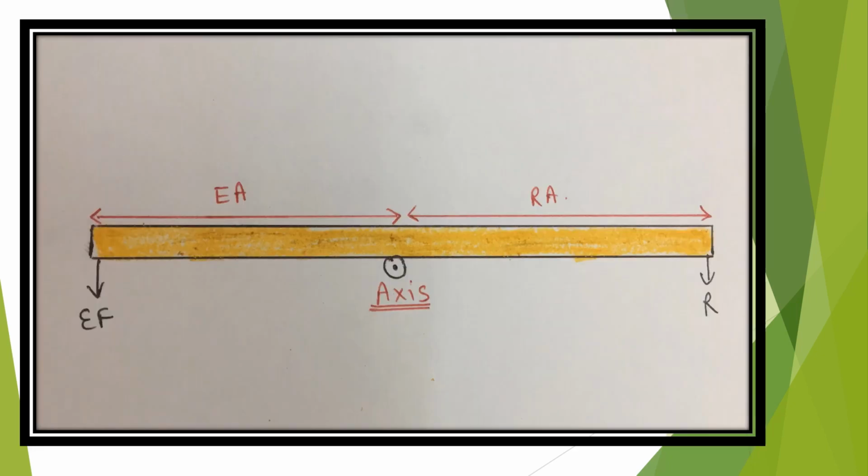This is the diagram to explain the same. On the left side you can see effort force, on the right side resistance, in between there is an axis, and on the left side there is an effort arm, and on the right side there is a resistance arm.